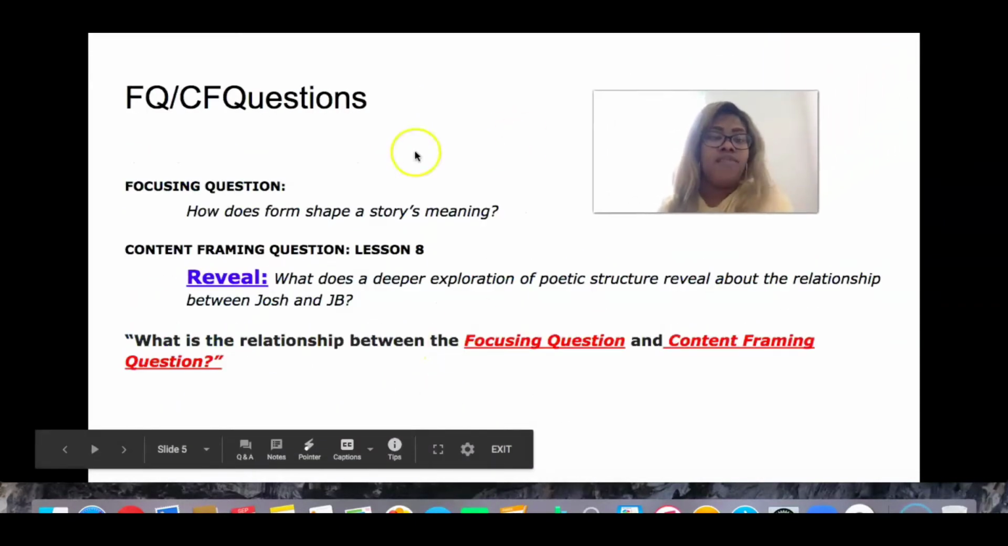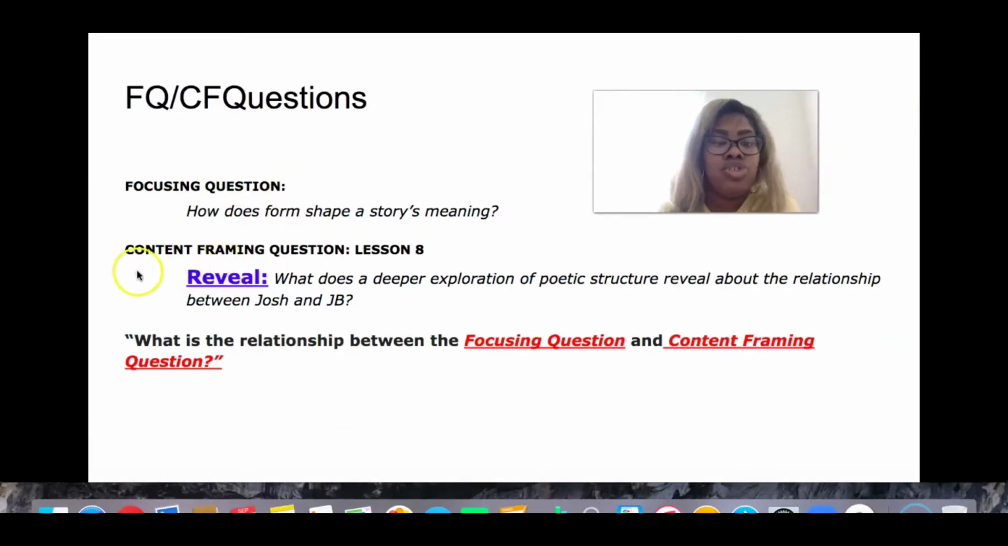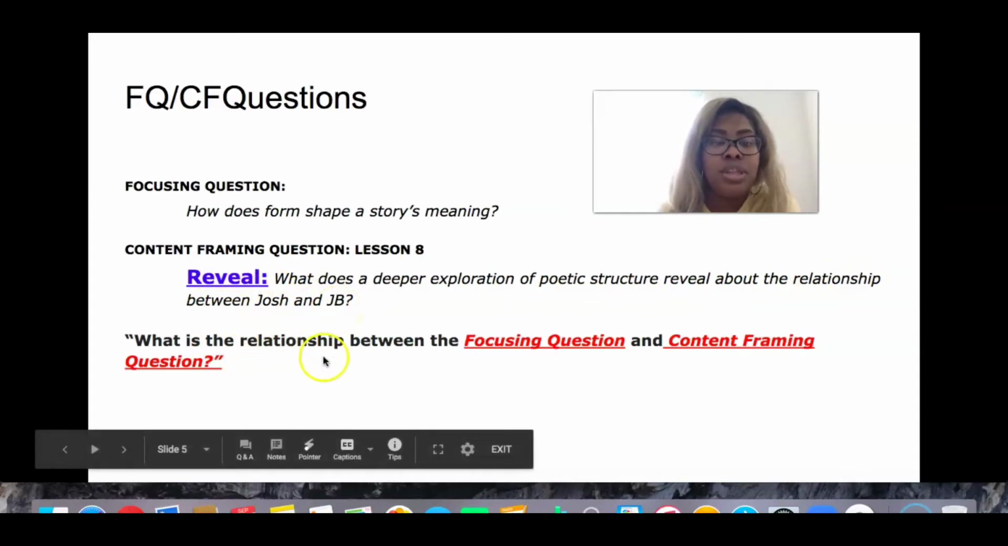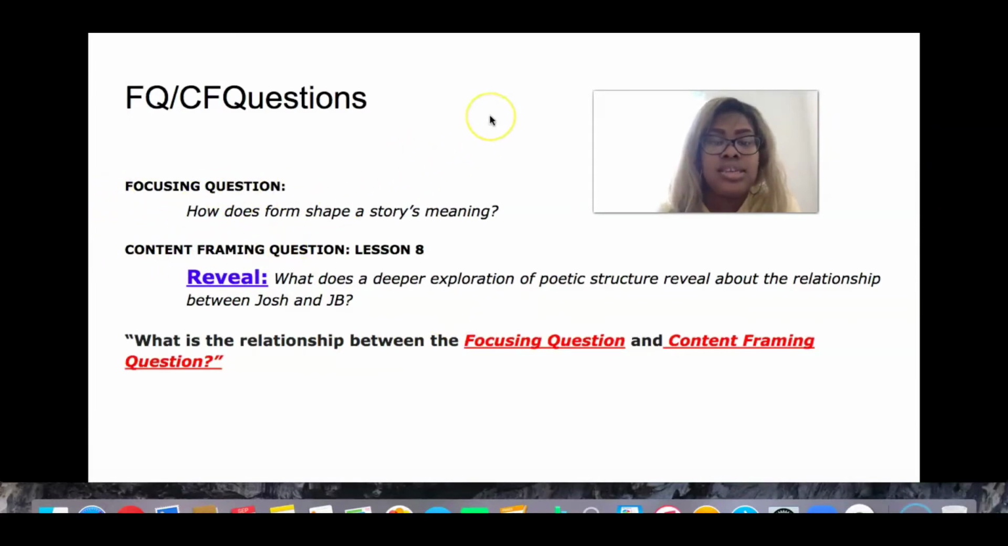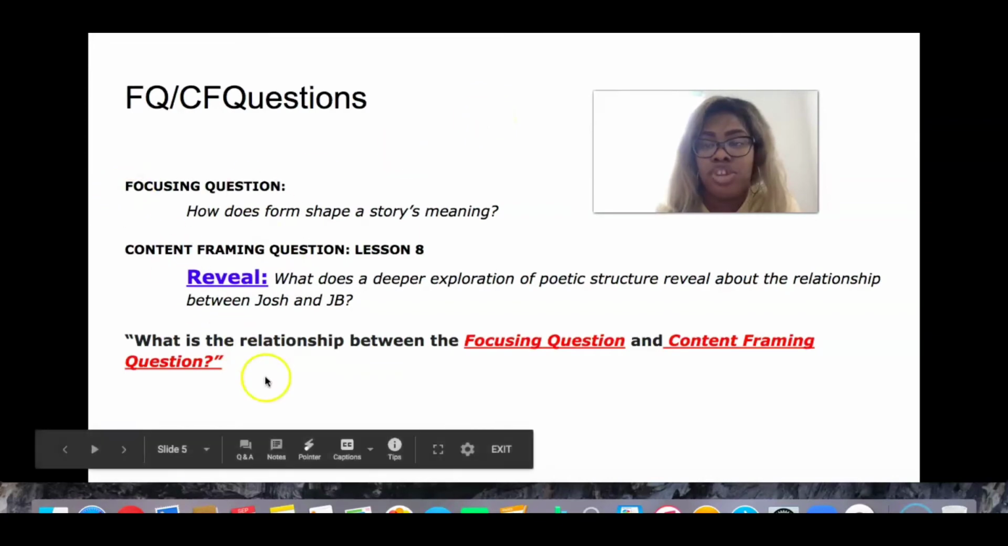So let's look at our focusing question and our content question. Our focusing question is, how does form shape a story's meaning? And our content framing question for lesson 8 is: what does a deeper exploration of poetic structure reveal about the relationship between Josh and JB? What is the relationship between the focusing question and the content framing question? Let's continue this work so that we can break these questions down.